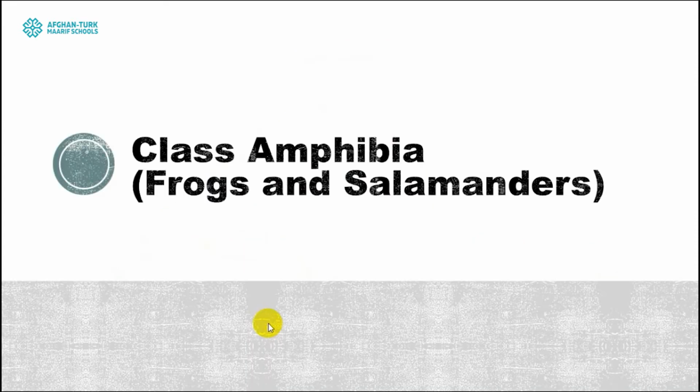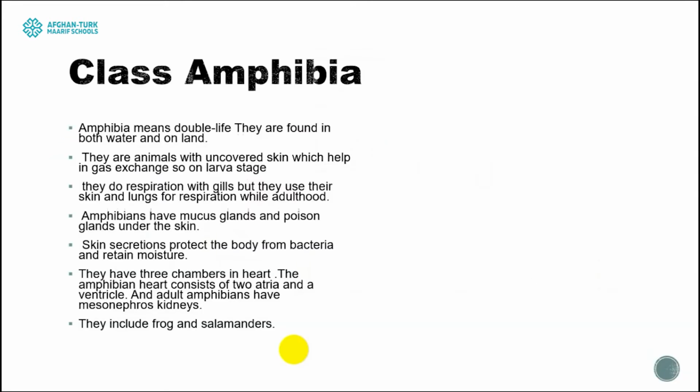So today we're going to talk about class Amphibia, frogs and salamanders. Be with me till the end of the lesson for getting information about that animal. Starting with some features and characteristics of that animal. Basically, we can say that Amphibia means double life.